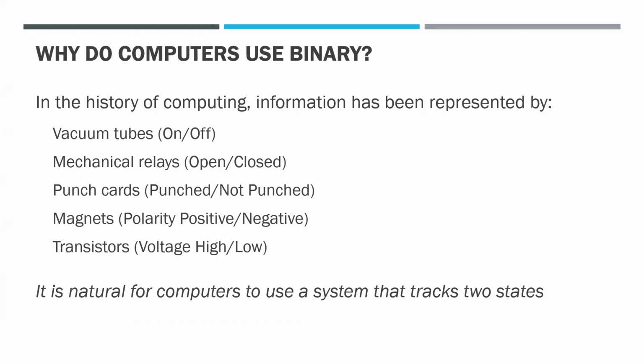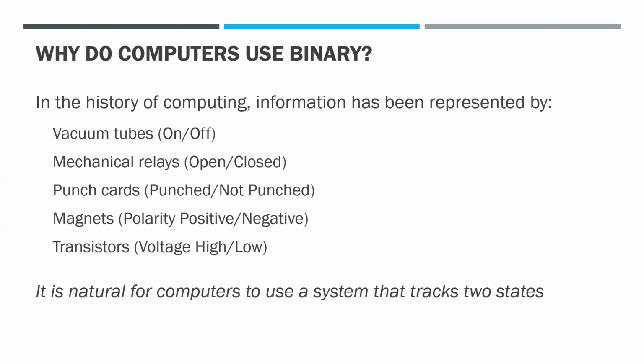information has been represented and fed into those computers using two states. Okay, so like early computers that used vacuum tubes, right? The tube was either on or off, right? Those were the only two states that a single tube could be in. We had mechanical relay-based computers, right? The relay was either open or closed. You would give information in punch cards, right? The hole could either be punched or not punched.